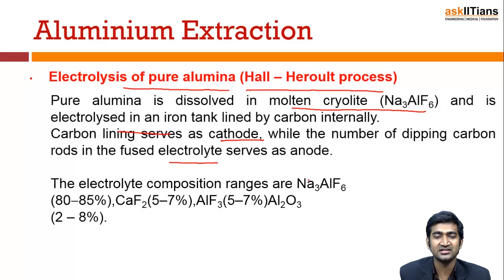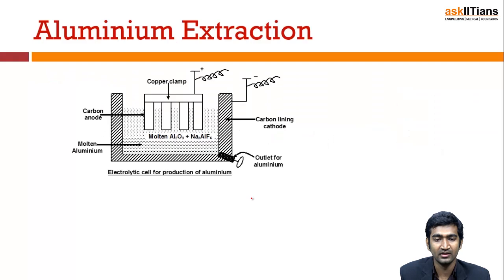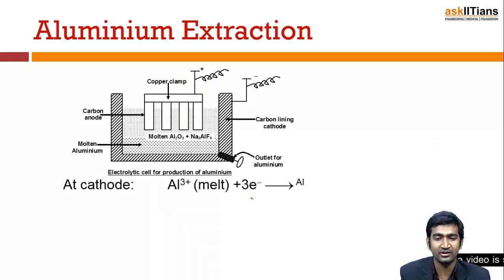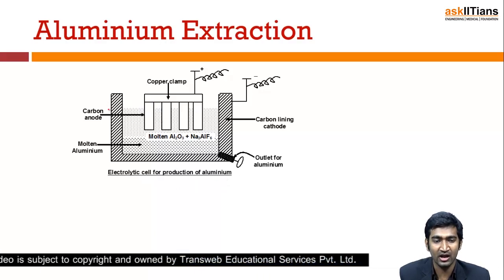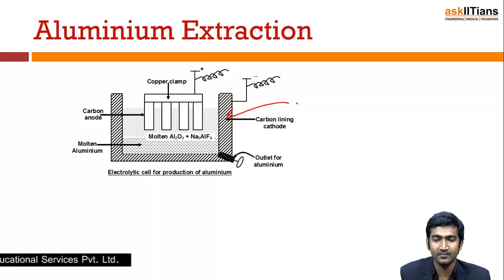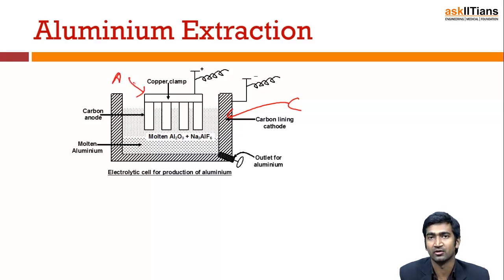The cryolite, which is the electrolyte, makes up 80 to 85% of the electrolyte. Then CaF2 also we take, and AlF3 also, along with Al2O3. This is the electrolytic cell for the purification of aluminium. Here you have the anode, here we have the cathode. This is your cathode lining. This is your anode, which is dipped, which I was talking about. You have your electrolyte here, and this is the outlet for aluminium. If you push it out, you will get your aluminium.